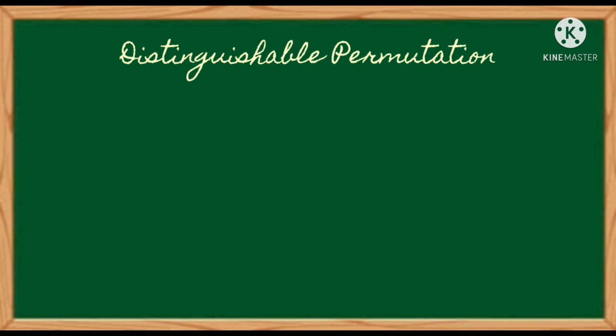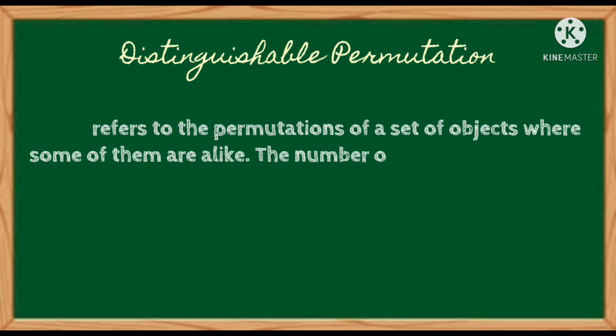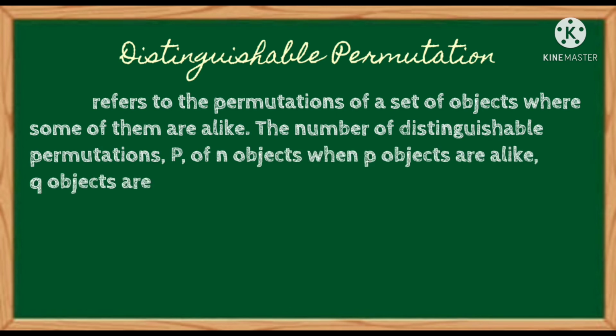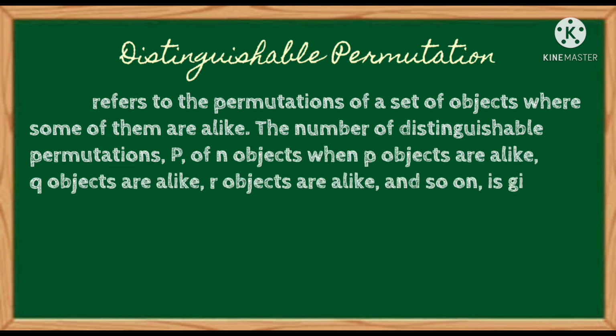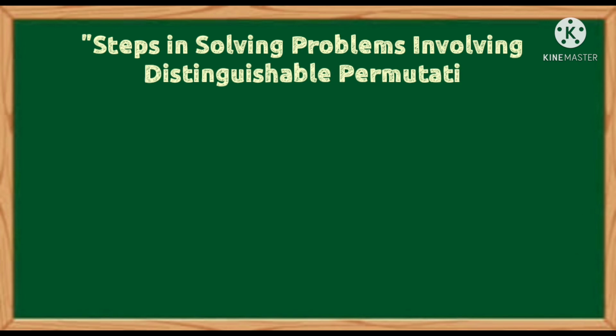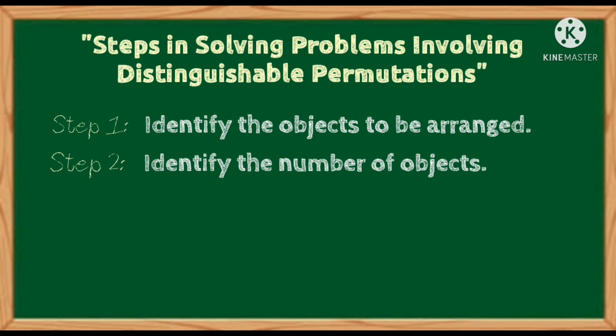When you say distinguishable permutation, it refers to the permutations of a set of objects where some of them are alike. The number of distinguishable permutations of n objects when p objects are alike, q objects are alike, r objects are alike, and so on is given by this formula. We have here the steps in solving problems involving distinguishable permutation. First, identify the objects to be arranged. Second, identify the number of objects.